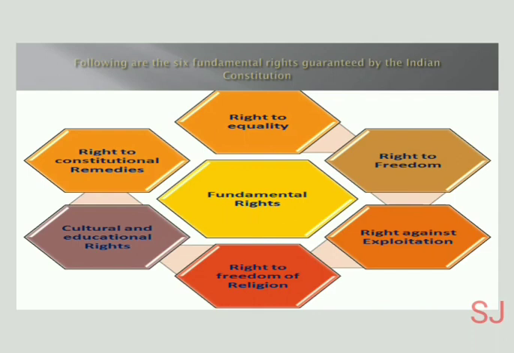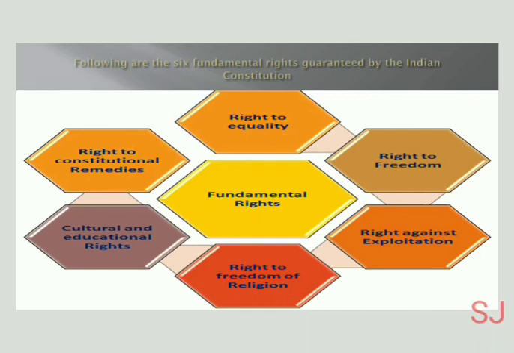The third right which is guaranteed to us is the right against exploitation. According to the constitution, it is illegal to employ children who are less than 14 years in age, forced labor, or trafficking of humans. Next is the right to freedom of religion. All citizens have been granted religious freedom. They are free to practice, propagate, and profess any religion of their choice.